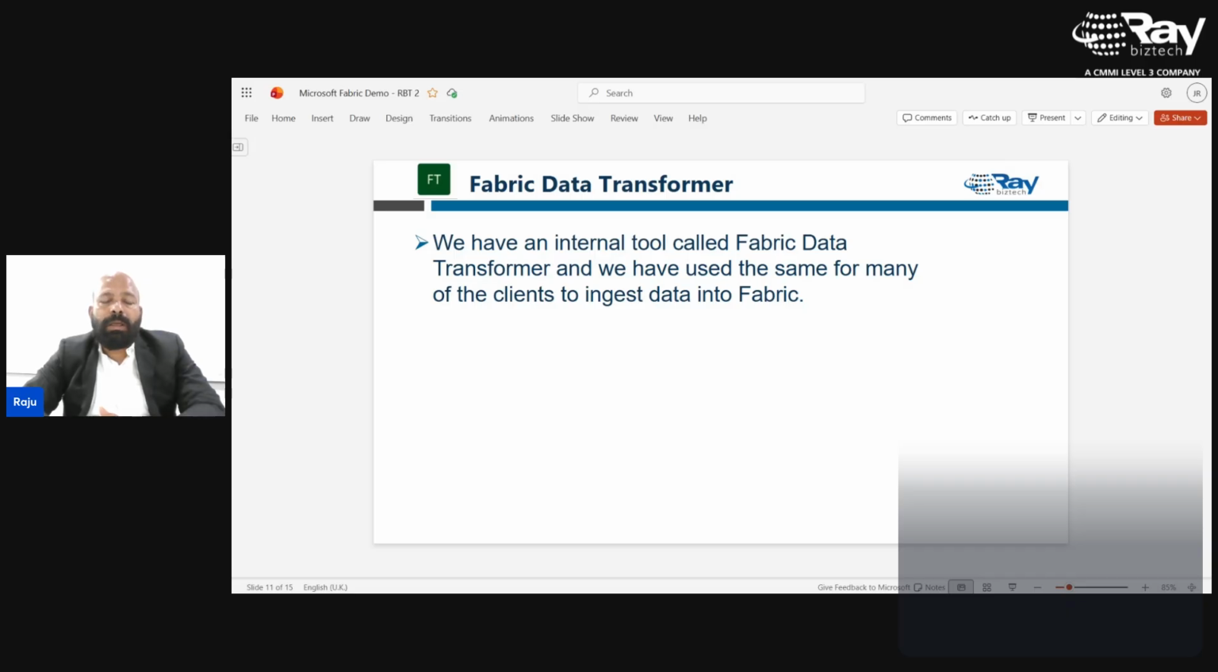At RBT, we have an internal tool called Fabric Data Transformer. We have used it for many of our clients to ingest data into Fabric. If anyone wants to know more about it, we'll create a separate session and answer the questions.